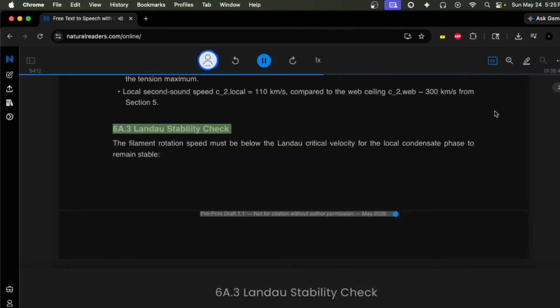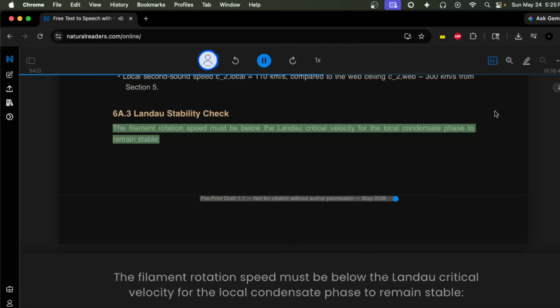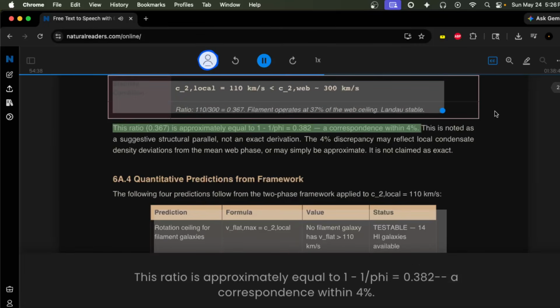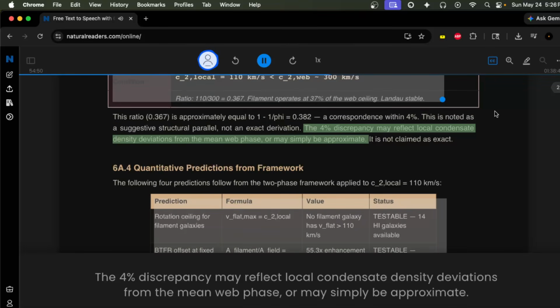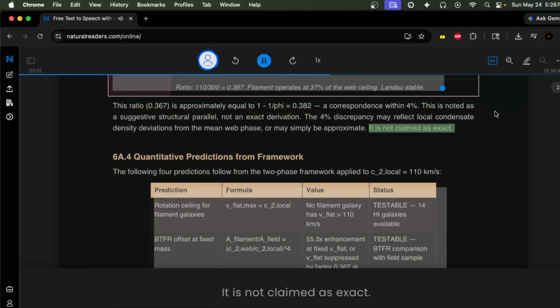6a.3 Landau stability check. The filament rotation speed must be below the Landau critical velocity for the local condensate phase to remain stable. This ratio is approximately equal to 1 over phi squared, 0.382, a correspondence within 4%. This is noted as a suggestive structural parallel, not an exact derivation. The 4% discrepancy may reflect local condensate density deviations from the mean Webb phase, or may simply be approximate. It is not claimed as exact.